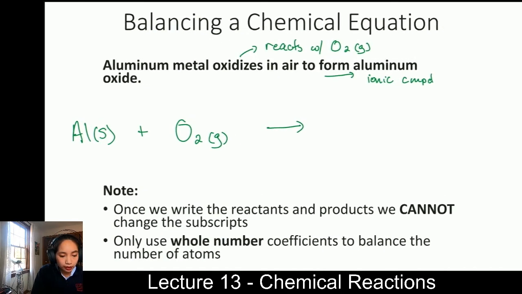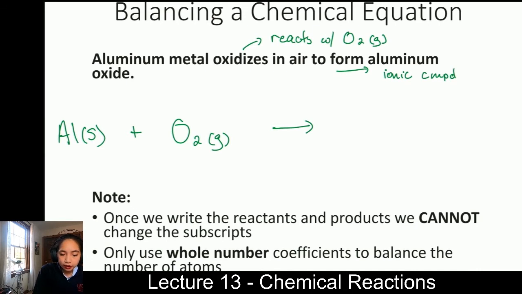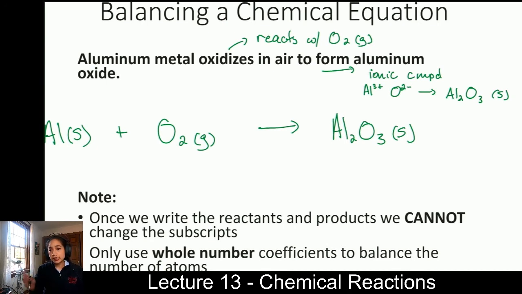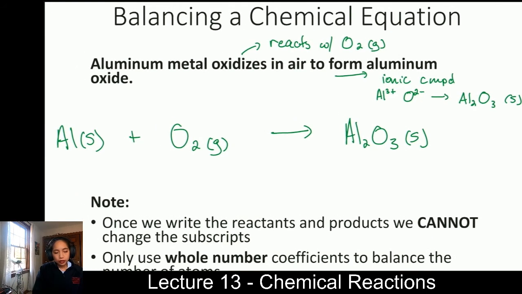Aluminum is a group 3A metal, so aluminum will be Al 3+. Oxide is a group 6A, so it's O 2−. So if you combine that to make a neutral ionic compound, it'll combine as Al2O3. And then this is a solid. All right, so that is our product, Al2O3 solid. And I guess this description doesn't say it's a solid, but I should really write forms aluminum oxide solid. All right, but I'll just tell you that it's a solid here.